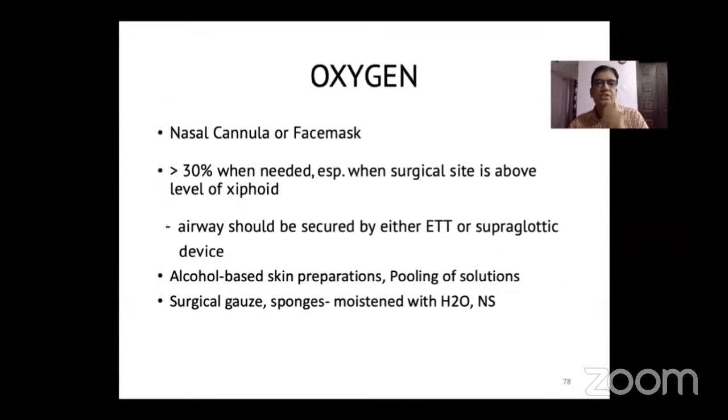And if you are using a nasal cannula or face mask, even for the patient, if the site of surgery is above the level of the xiphoid, so there is oxygen around the face, and if you are using a cautery, there is always a risk of fire. And if you are using alcohol-based skin preparations also, this is a risk.